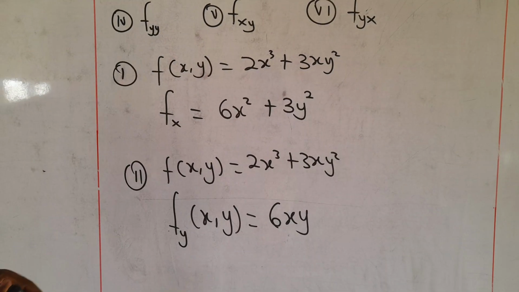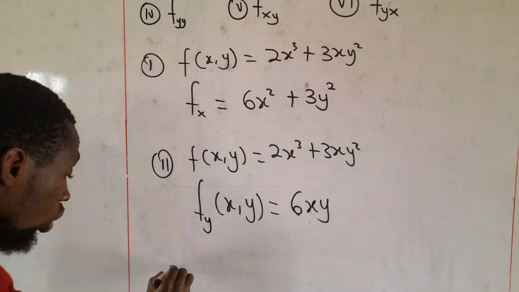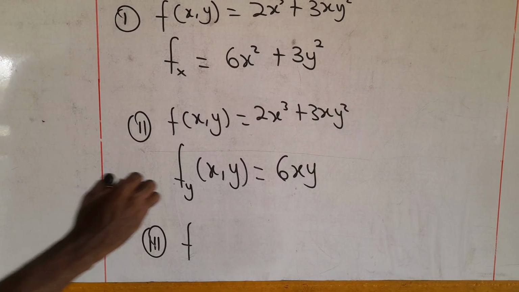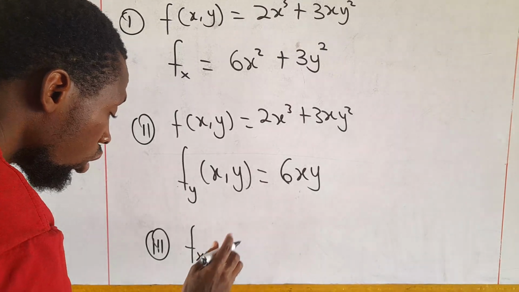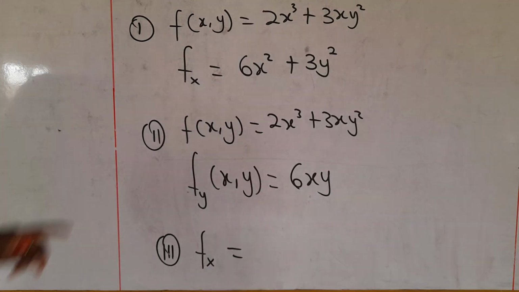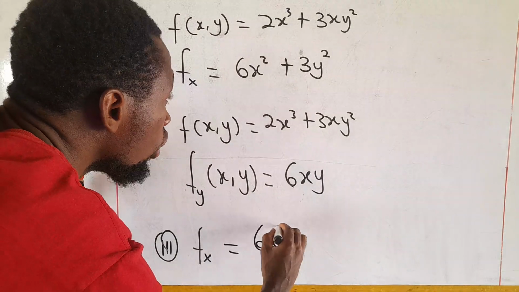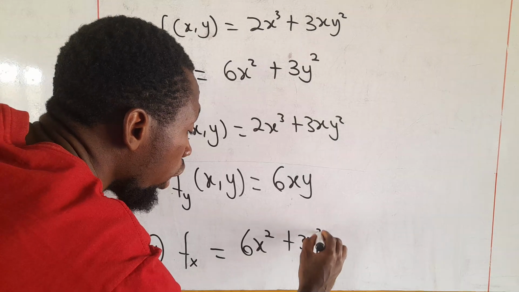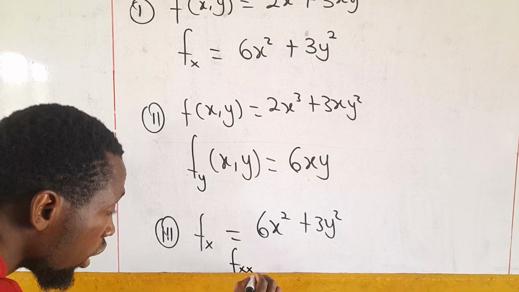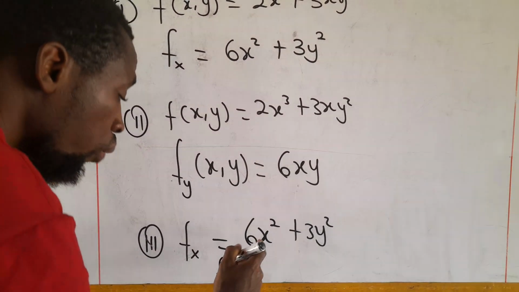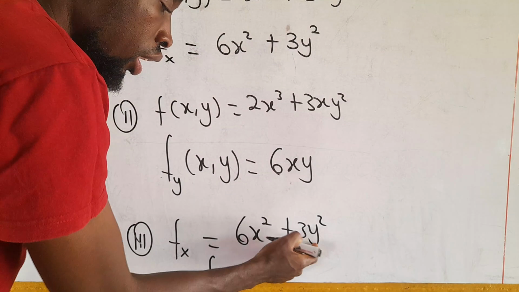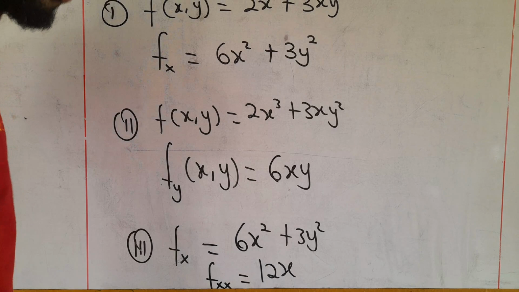I hope you get that. The third one, we are going to do the partial differentiation of the function with respect to x twice. So first, what is the partial differentiation of the function with respect to x? It's giving us 6x squared plus 3y squared. That's this one. Now the partial differentiation of the function with respect to x again will give us 12x. Since there is no x component there, the whole of that will be 0.